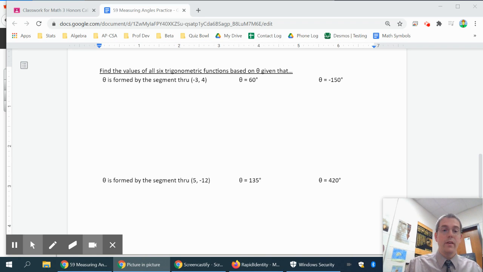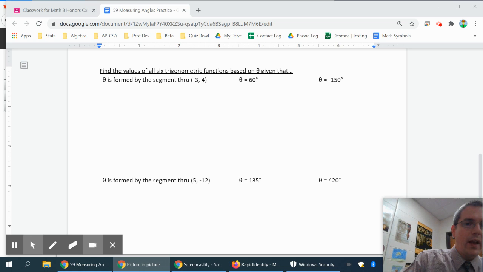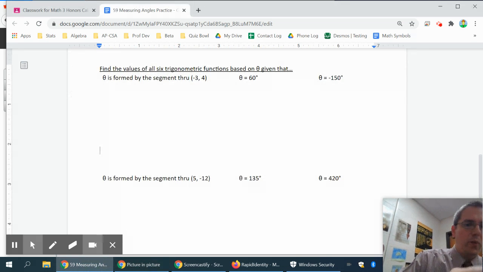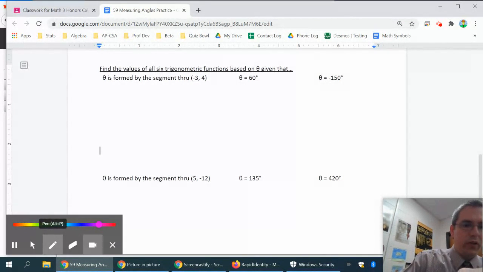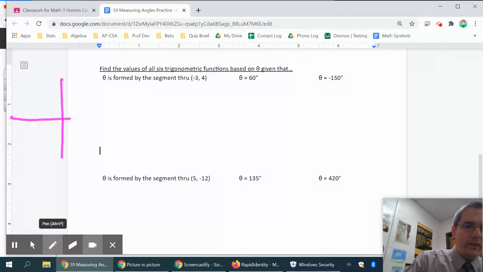I know we went through a lot of information in the last video, so we're going to work through a couple examples together. This first one is wanting us to find all 6 trig ratios again. So it says theta is formed by a segment through the point -3, 4. So for starters, graph the point -3, 4.